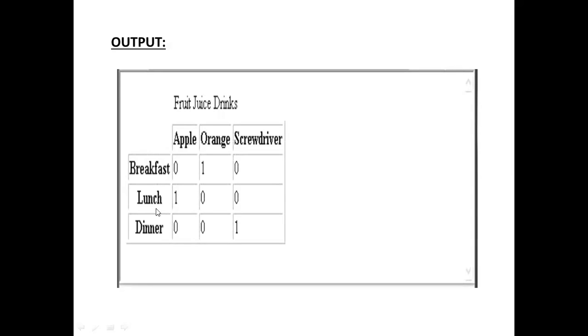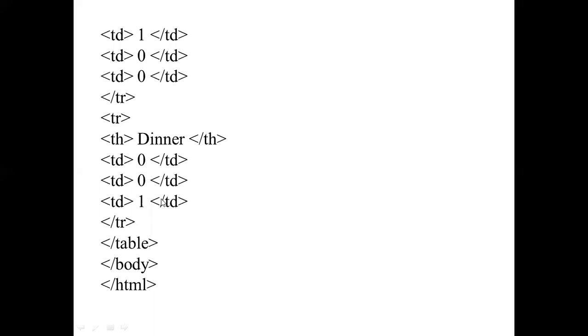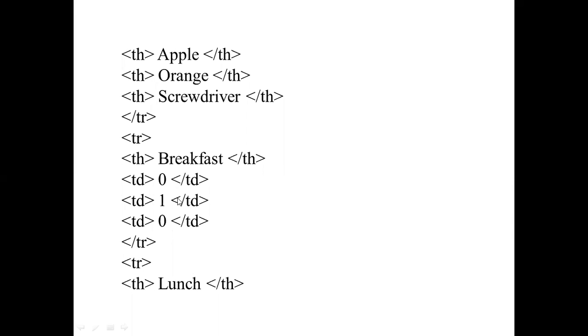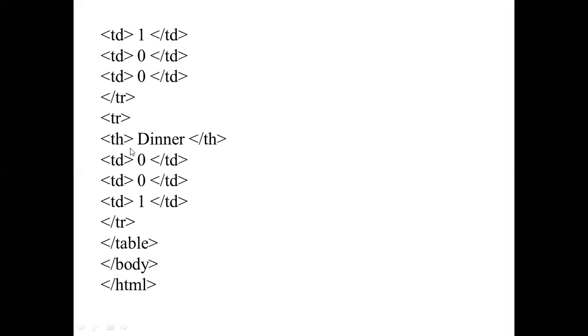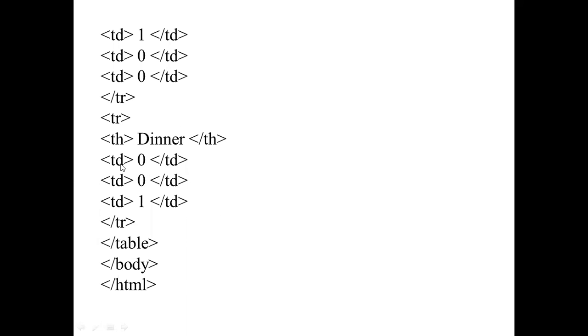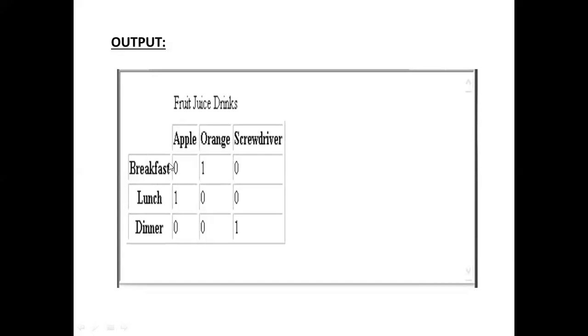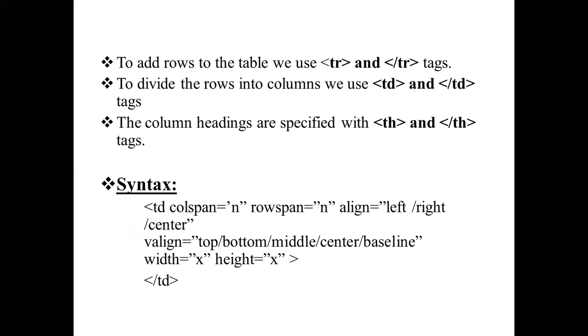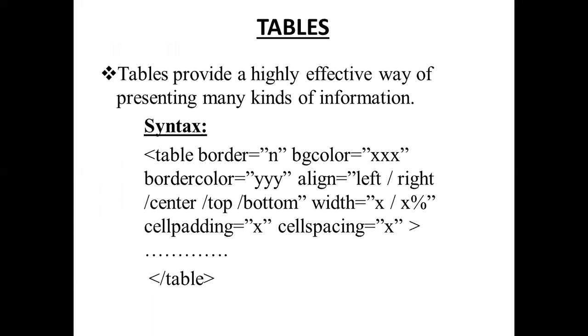And here, breakfast, lunch, dinner, these three are also represented using the th tag. So the remaining values 0, 1, 0, 1, 0, 0, 0, 0, 1, these are all represented in a TD. Okay. So this is the output for the previous table. Okay. This is the lists and tables. So let me see the execution of sample HTML file.